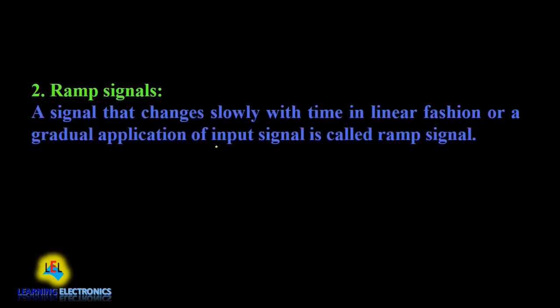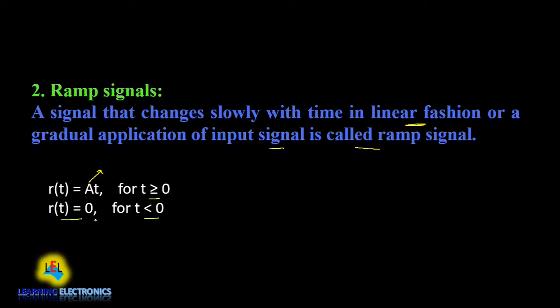Next one is the ramp signal, a signal that changes slowly with time in a linear fashion, or a gradual application of input signal is called a ramp signal. So this is the mathematical representation of the ramp signal. Here you can see this is the straight line equation with slope A. So here the function r(t) will be equal to At for time greater than or equal to 0, and for time smaller than 0 this function r(t) becomes 0.